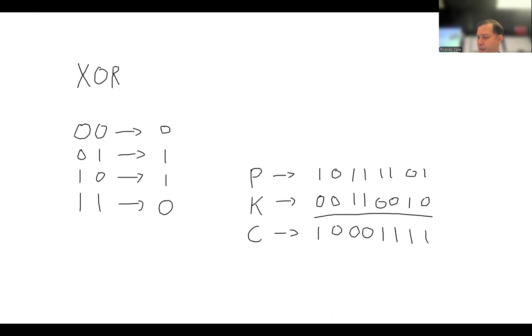Okay. And then from here, we got a plain text, a key, and then we have a cipher, and then you would send this out as secure communication. Okay. So we did that. And that should be pretty simple.